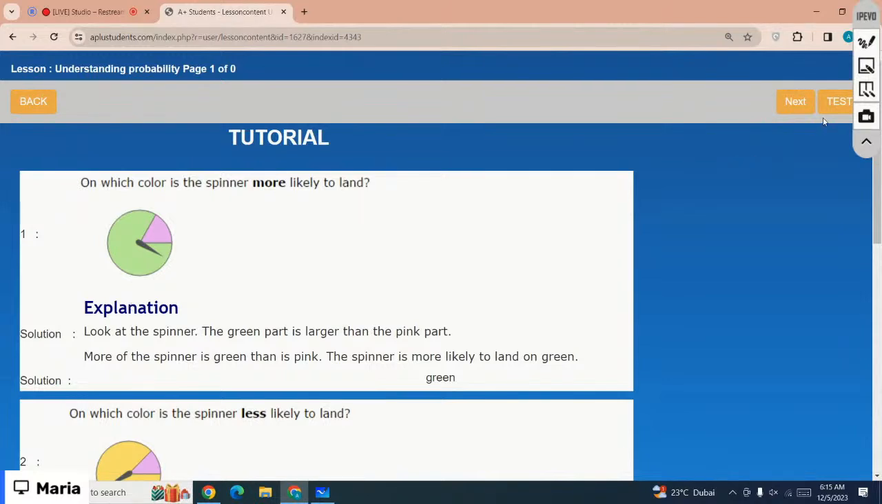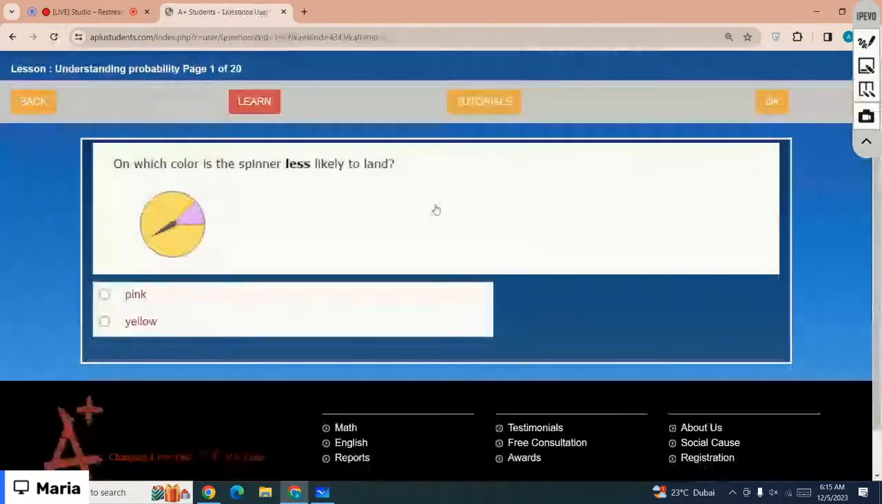Let's just start with the test questions. On which color is the spinner less likely to land? Which is the correct option, pink or yellow? Which is the correct option?